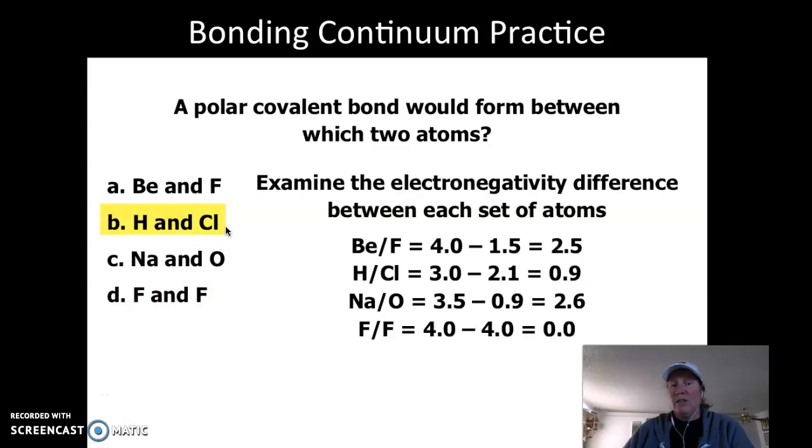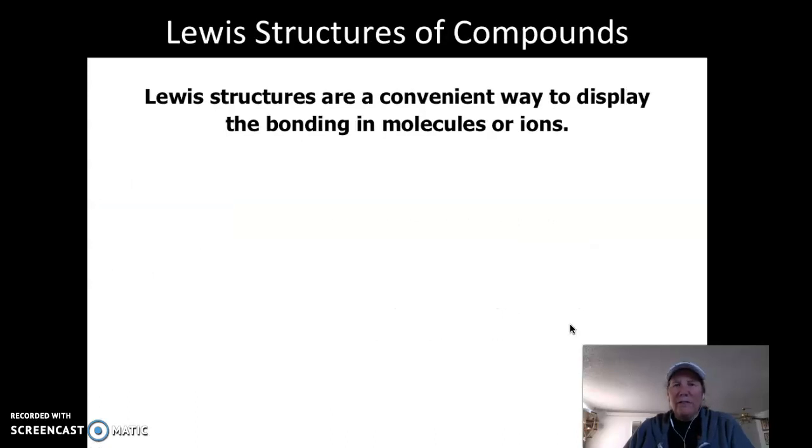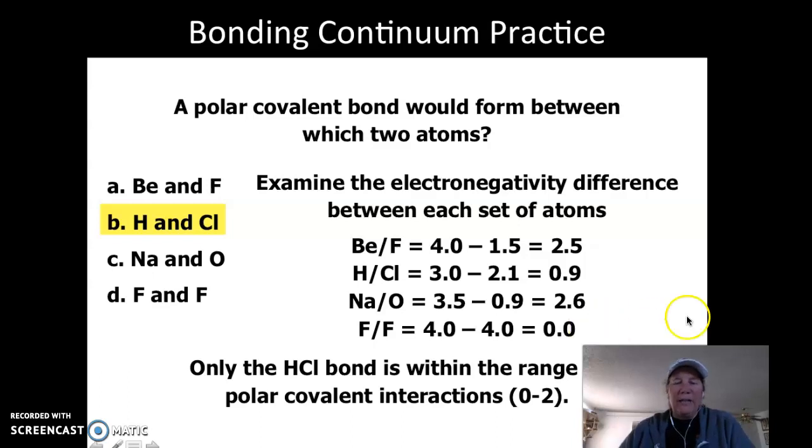And here are all the differences using the chart. Again, I'll get a chart for you. Beryllium and fluorine is 2.5. That is ionic. This is nonpolar. This is polar covalent. This is ionic, and this is nonpolar. This is where we're going to end. So we're going to look at how to figure out if a bond is ionic or covalent, and if it's covalent, if it's polar or nonpolar. Alrighty, that's the notes for today.